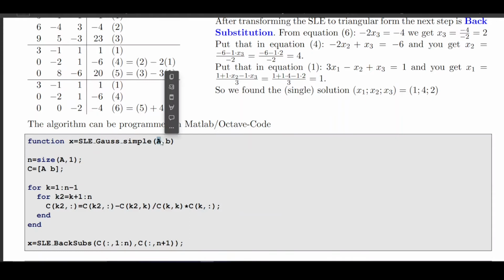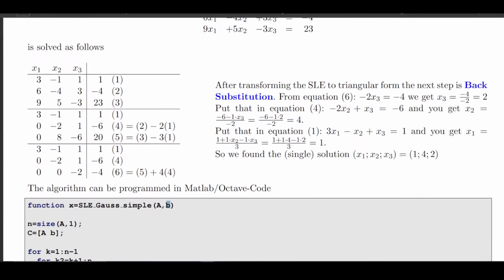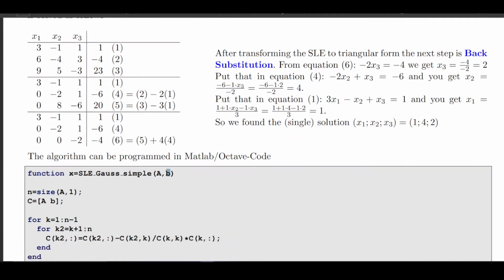Let's have some input matrix A. Let's have some input vector B. In our example, A is the matrix 3, -1, 1, 6, -4, 3, 9, 5, -3, and B is 1, -4, 23. And now the algorithm should do the job we did on paper.